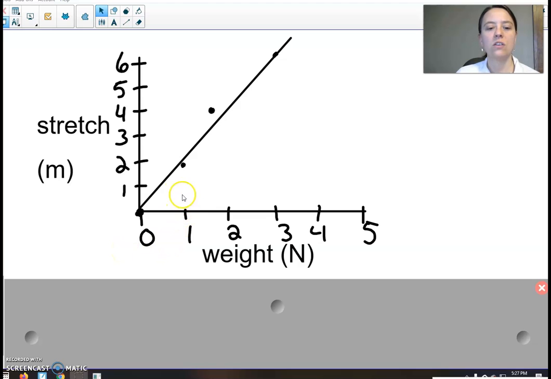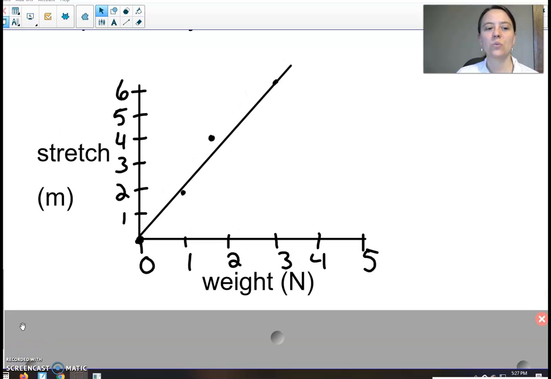At about 1 newton, we had roughly a 2 meter stretch. And then at roughly 2 newtons, we had roughly about a 4 meter stretch in our spring. And then at 3 newtons, we had roughly a 6-meter stretch in our spring. And then we draw a line, the line of best fit. It doesn't go through all the dots, but that's okay, for our graph.